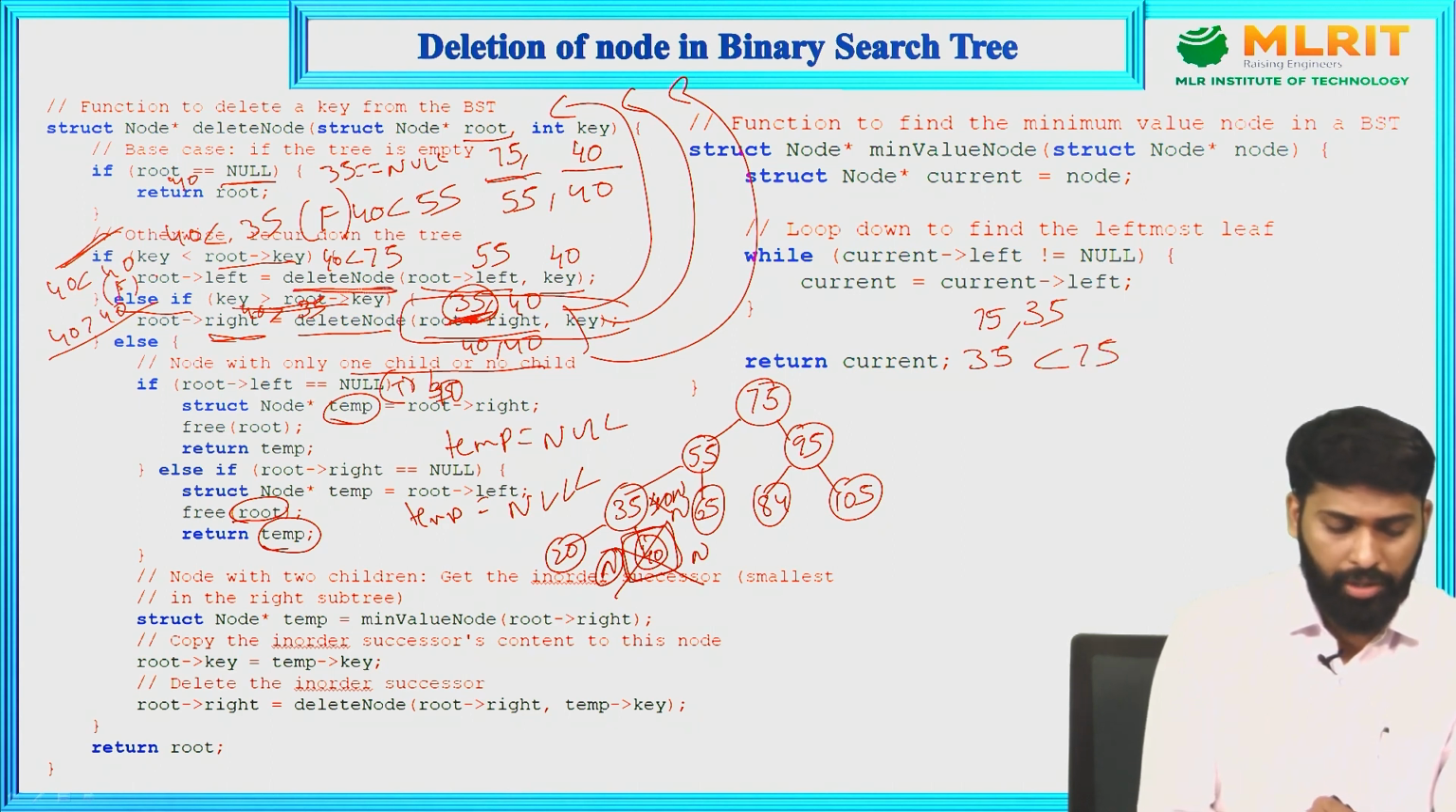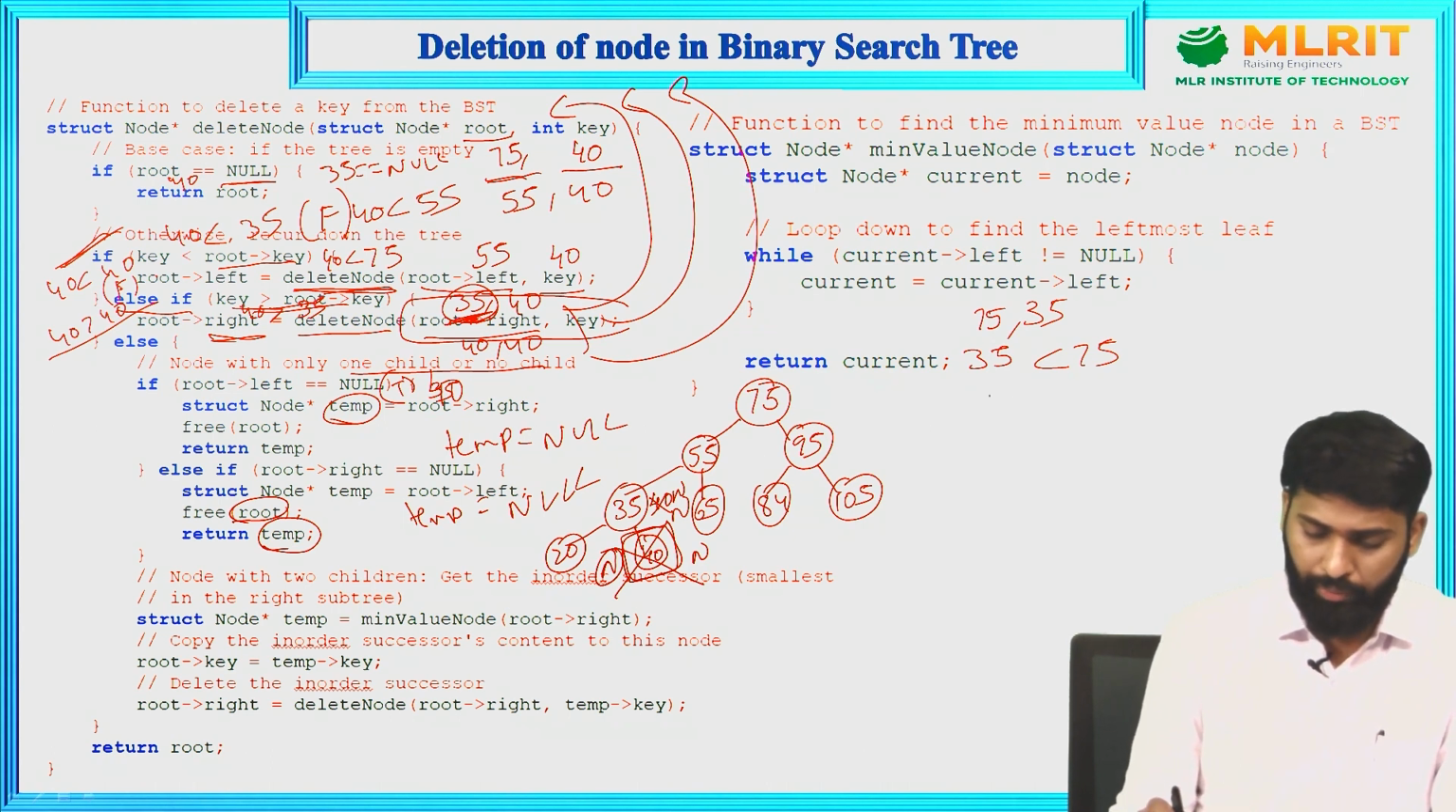So again we call the same function delete node with root arrow left. What is the root arrow left now? 55. So 55 comma key. So 55 comma key is 35.